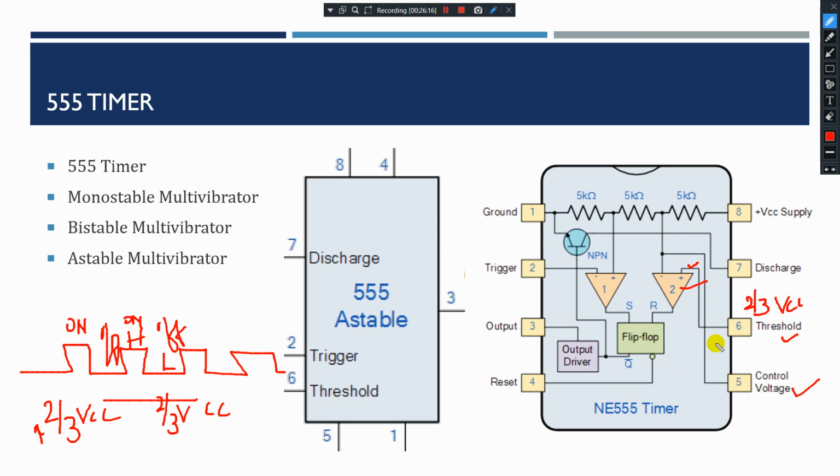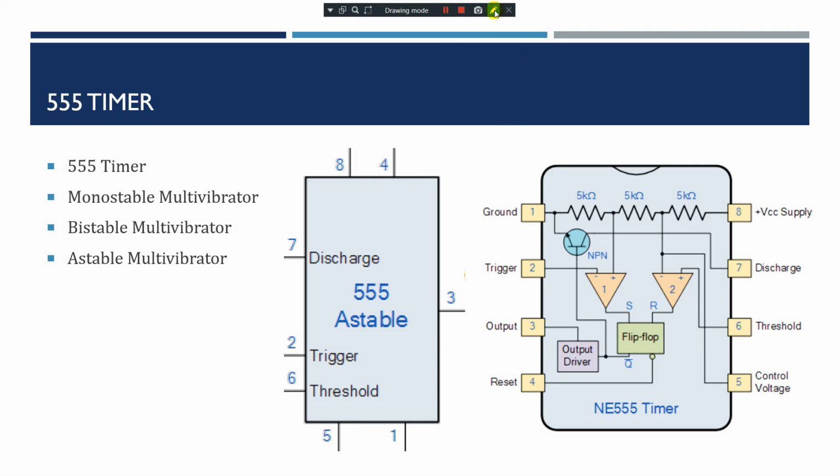So this pin is directly connected to your RC circuit. An RC circuit is nothing but a resistor and a capacitor combination. At this point, we are going to connect to your pin number 6. So this we will be studying in the next coming slides. So why we use threshold pin 6 and where we use it. Okay, that is your pin number 6.